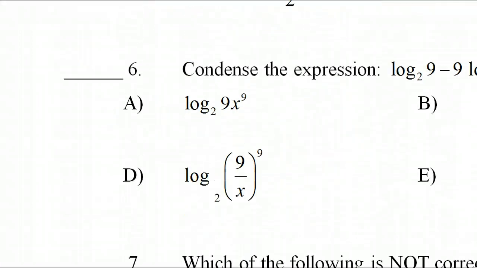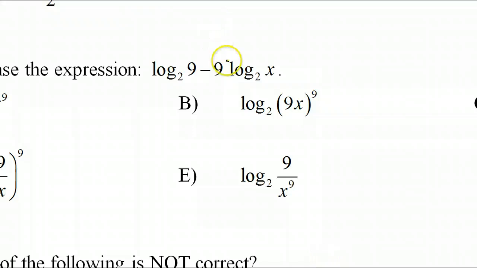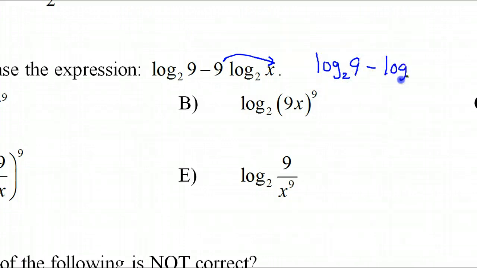Okay, now going in the other direction, condensing. Any coefficient like this is going to end up as the exponent. So this would be log base 2 of 9 minus log base 2 of x to the 9th power. Now, remember that subtraction condenses down to division. So this would be log base 2 of 9 over x to the 9th power.